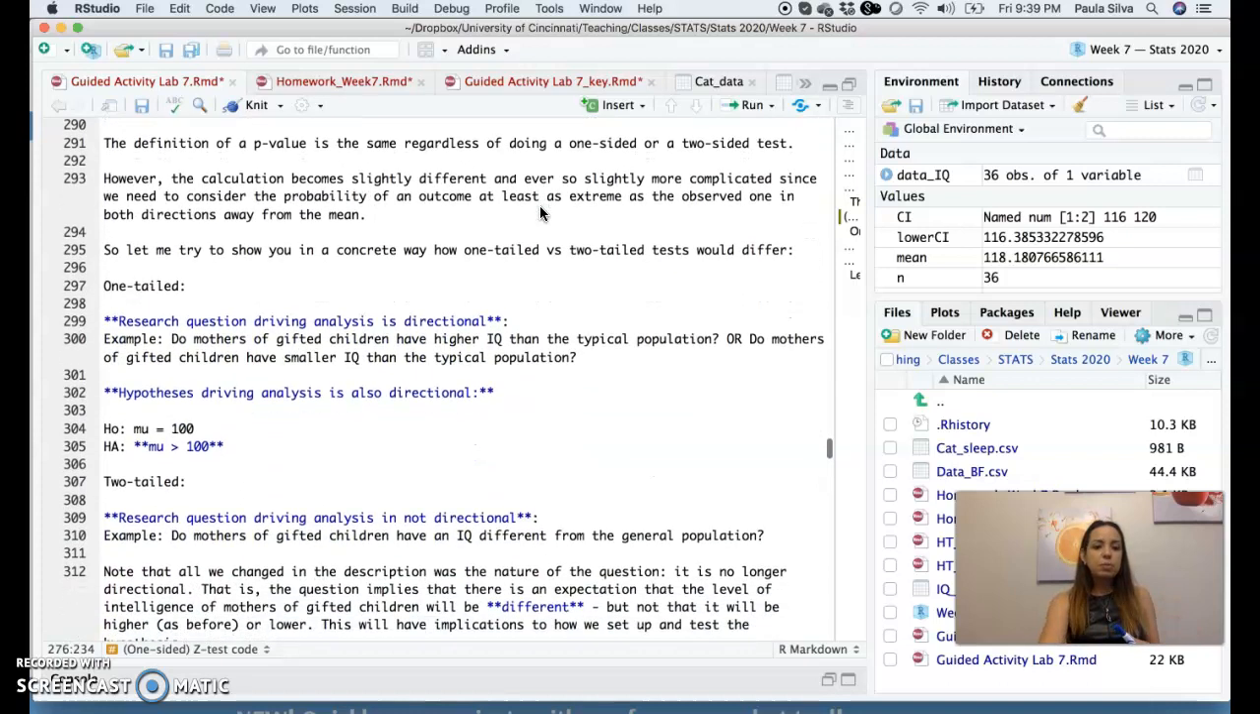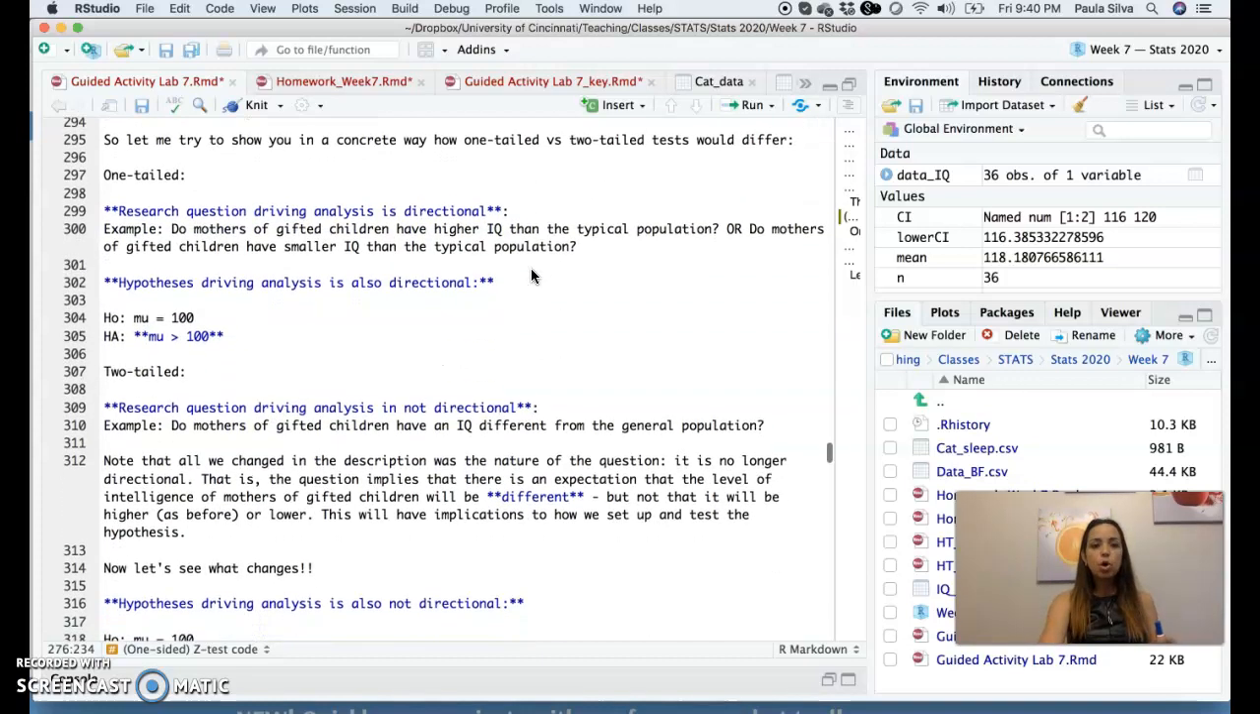The definition of the p-value is the same regardless of doing a one-sided or two-sided test. However, the calculation becomes slightly different and ever so slightly more complicated, since we need to consider the probability of an outcome at least as extreme as the observed one in both directions away from the mean. So let me try to show you in a concrete way how one-tailed versus two-tailed tests would differ.